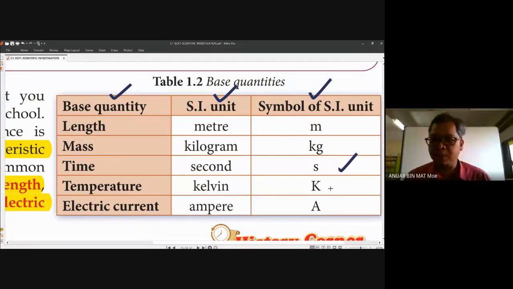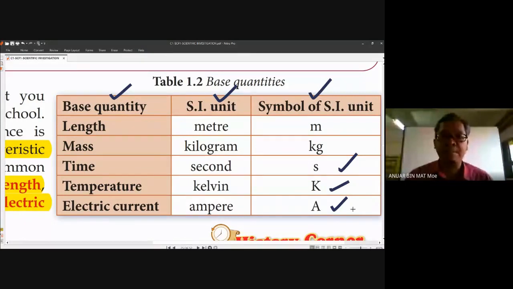For temperature, Kelvin, you cannot write a small letter. You must use the capital letter for Kelvin here. And then also for ampere, you cannot use a small letter. You must use a big letter. You must use a capital letter for the symbol of electric current. That is ampere.